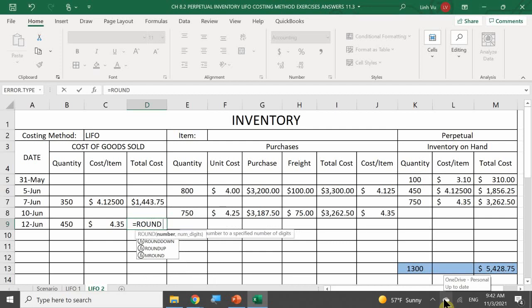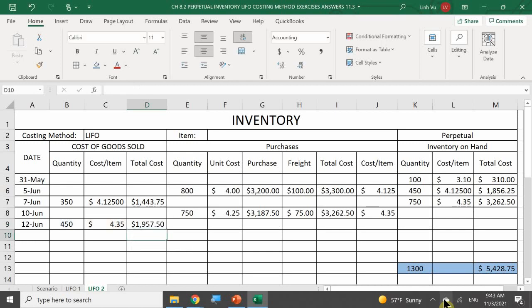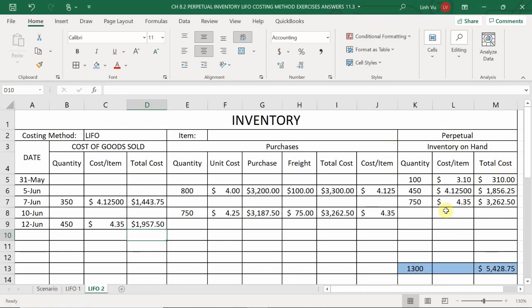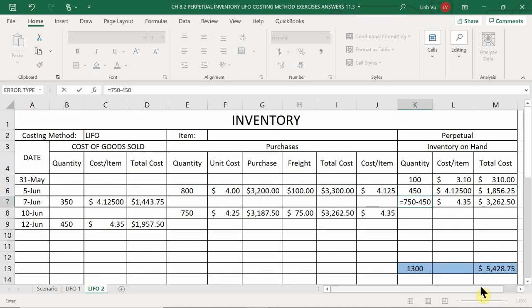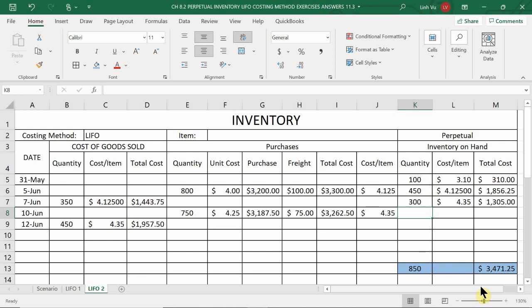So what is my total cost of goods sold here? $1957.50. So then I'm going to go ahead and eliminate that, because I no longer have 750 anymore. I'm subtracting 450 because I sold that many. So now I have 300 items left at $1305 even. So there you go. Now I only have 850 units left on hand.